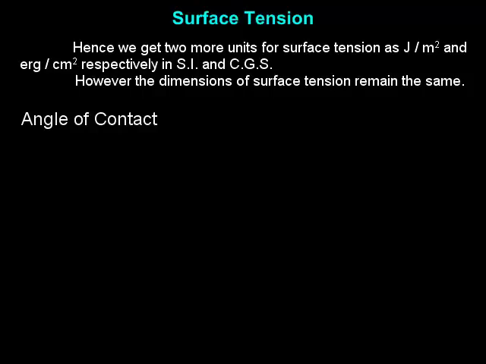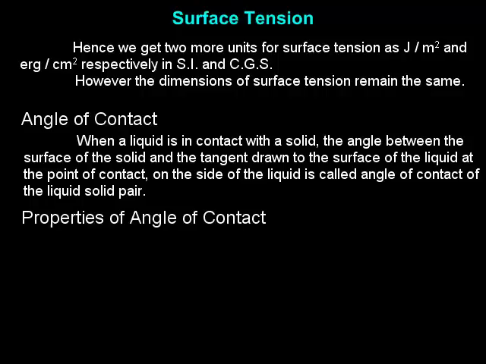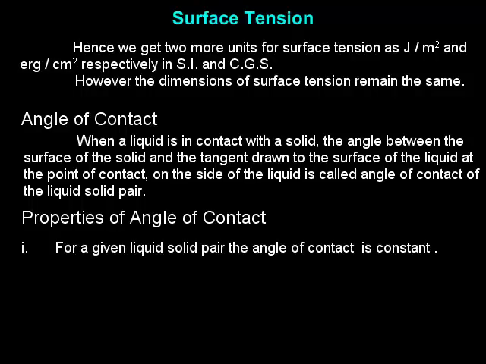Angle of contact. When a liquid is in contact with a solid, the angle between the surface of the solid and the tangent drawn to the surface of the liquid at the point of contact on the side of the liquid is called angle of contact of the liquid solid pair. There are 6 properties or 6 features of angle of contact. For a given liquid solid pair, the angle of contact is constant.